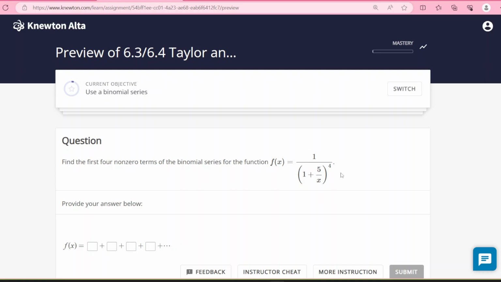So now this one. So it's asking us here to fill out the first 4 non-zero terms of the binomial series for this function. So once again, I'll just bring back that Maclaurin. All right, we'll just use the Maclaurin series for the binomial to a power, right? 1 plus x to a power. So I'll keep that up. And we'll take a look at our function here.